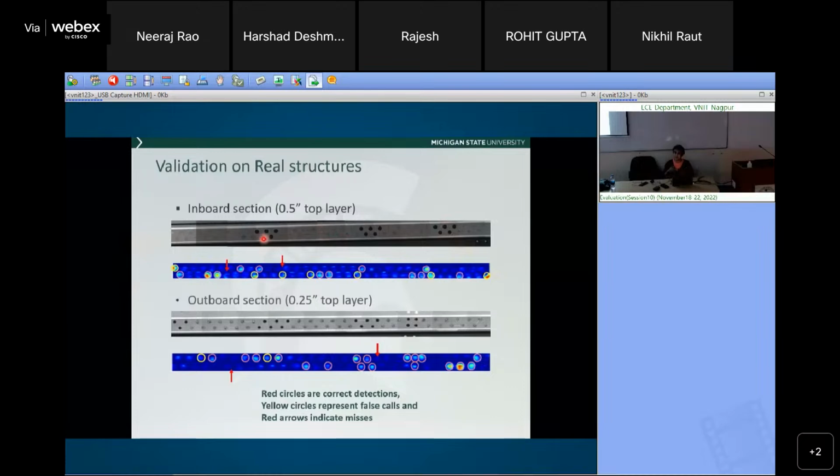So that was the thing. In the field, we don't even know what the rivet material is. This is the signal from our system. And you can see that the red circles are correct detections. Wherever you see a red circle, there was actually a defect over there. If you come closer, you can see it in the X-ray image too. Yellow circles are all false calls. Those are detected, and the red arrows are where we missed some defects.